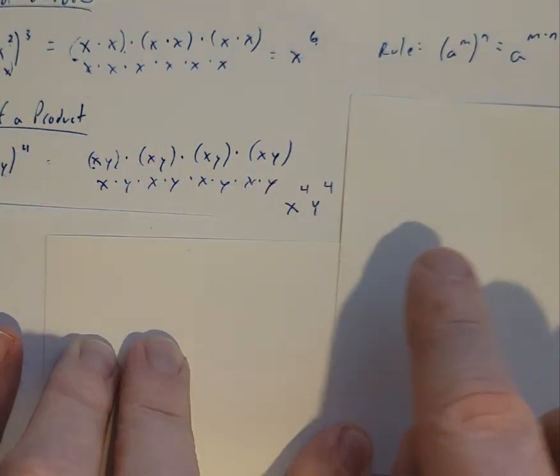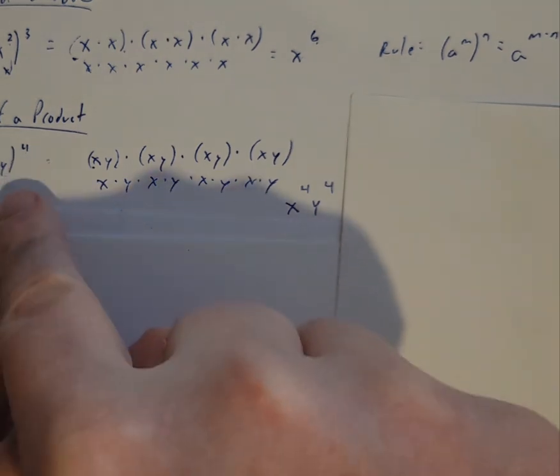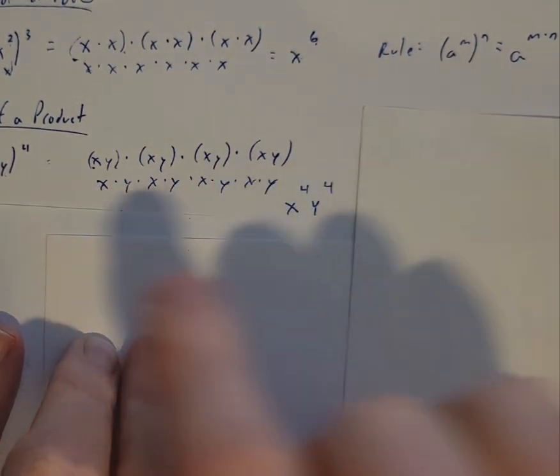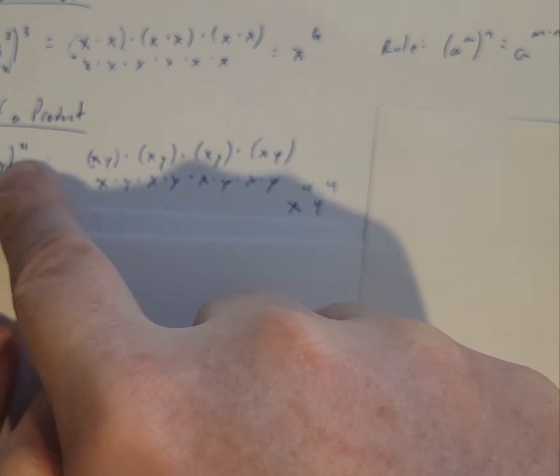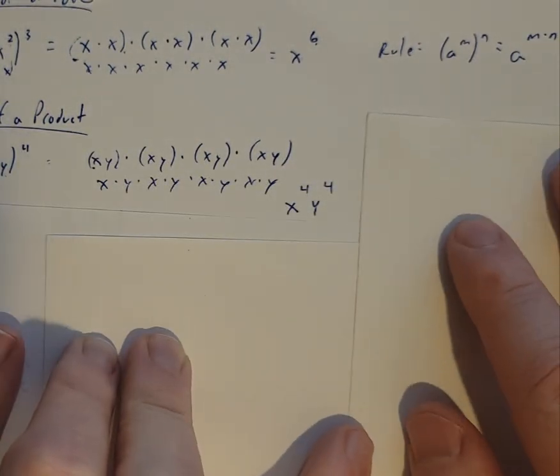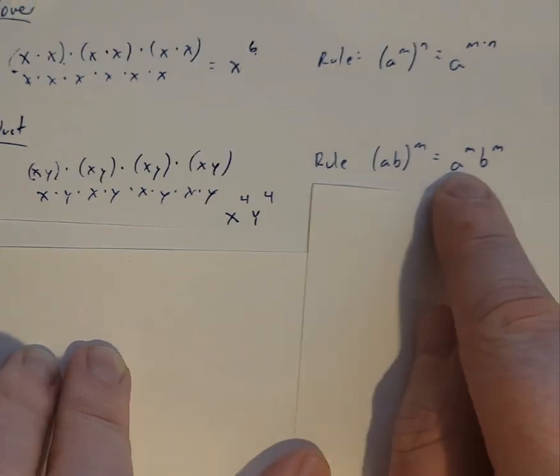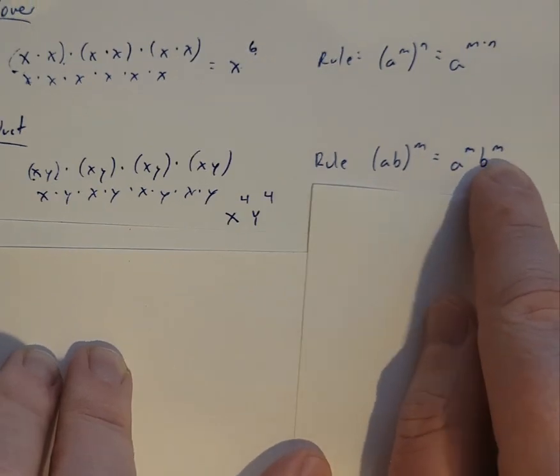So again, we're trying to establish a property that allows us to get from here to here faster without going through this expansion. And we can see that that exponent just gets applied to both parts of that base. So ab to the m power is equal to a to the m times b to the m.